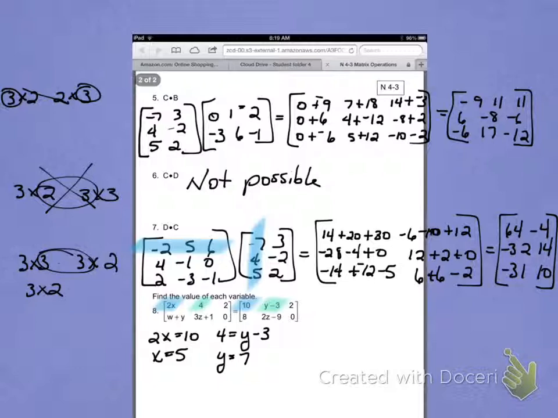Well, I look at this next one then. It has two variables, but I know what one of them is. So let's find another color. This one we're going to look at here. It says that w plus y is equal to 8. Well, I know that y is 7, so w plus 7 equals 8. Subtracting 7 from both sides, w then is equal to 1.